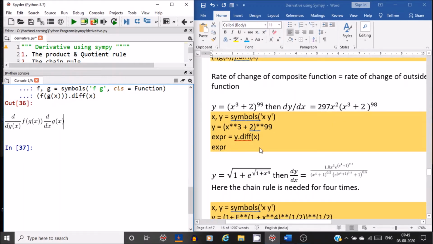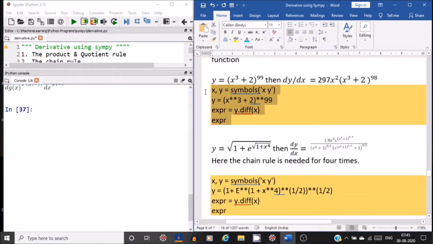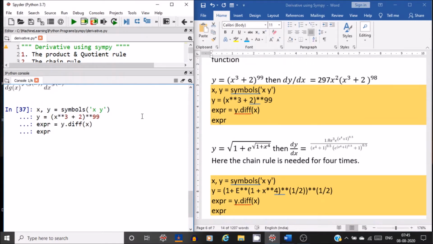So we can see one simple example. Say y is equal to (x cube plus 2) to the power 99. Then we have to identify dy by dx. Okay, so here you have to apply the chain rule. So how to implement this one? You can see the simple implementation.